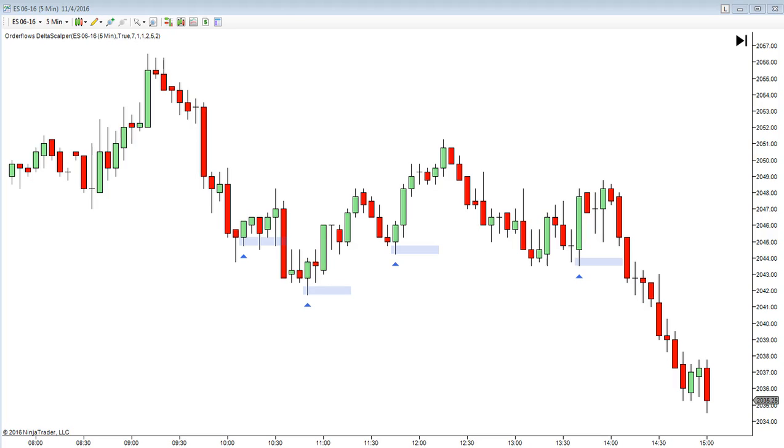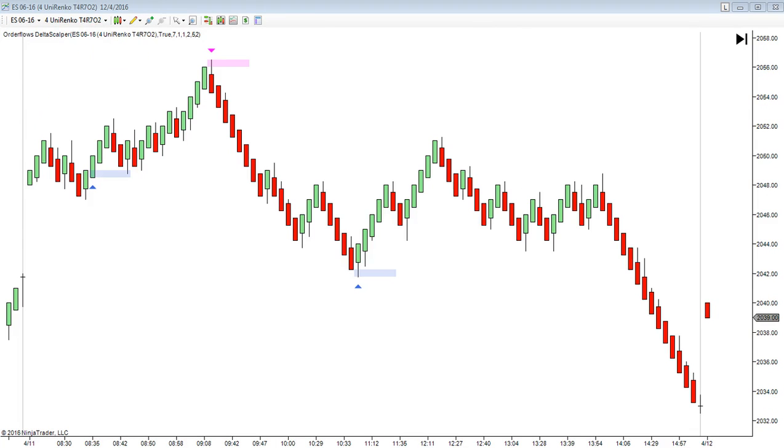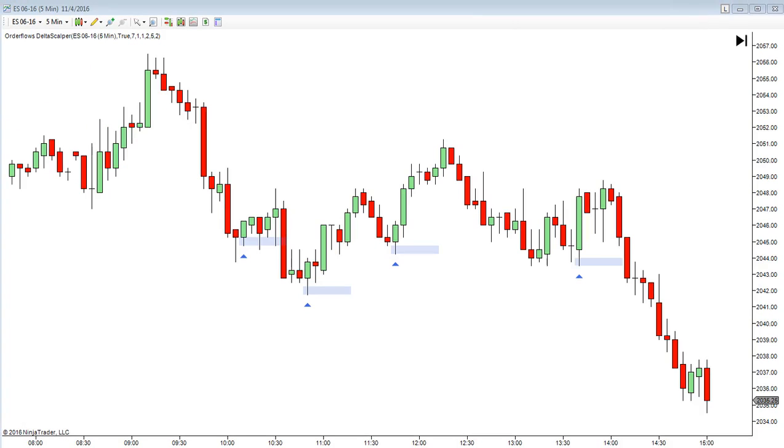What is this? This is an E-mini 5-minute chart. What day is this? This is the 11th. What day was this? This was the 12th. Okay, so this is a Uni-Renko chart on the 12th. This is a 5-minute chart on the 11th. So the day before, it's giving you a buy here, a buy here, a buy here, a buy here. This one eventually came off and sold off.